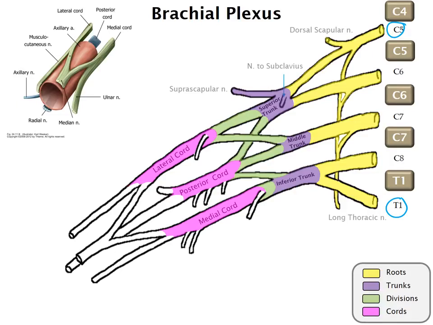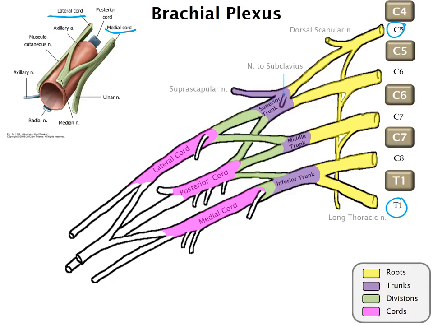The cords, shown here in pink, are named according to their relationship with the axillary artery. The posterior cord, for example, is situated behind the axillary artery, whereas the lateral cord is on the lateral aspect of the axillary artery, and the medial cord is on the medial aspect of that artery.